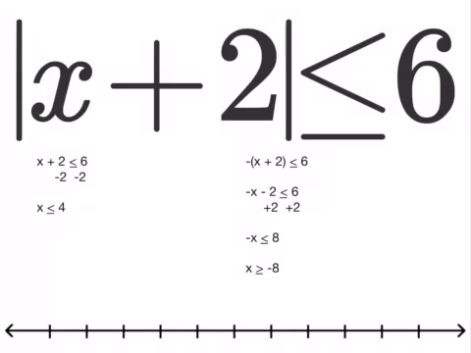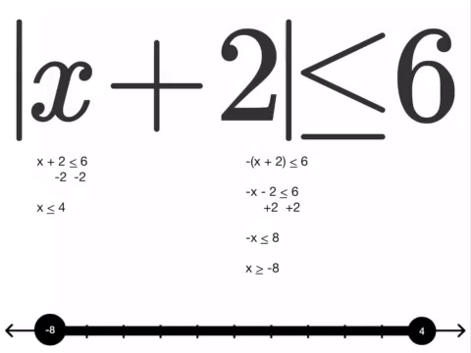At that point, we would graph our points. Our highest point was a 4, our lowest point was a negative 8, and they would meet in the middle because it said that x was greater than or equal to negative 8, but less than or equal to 4.